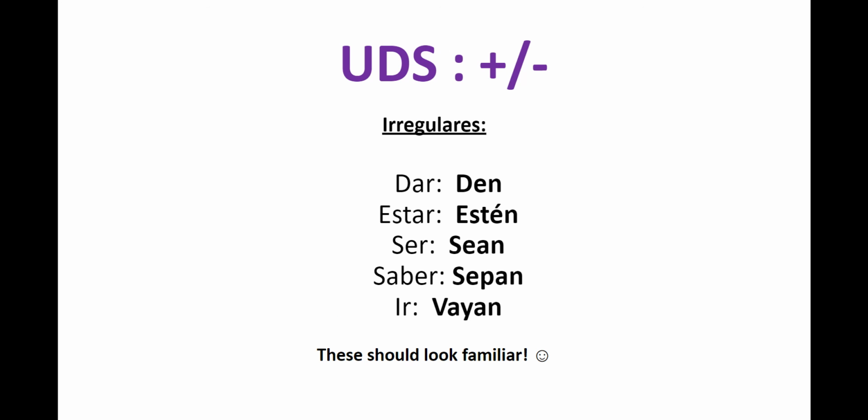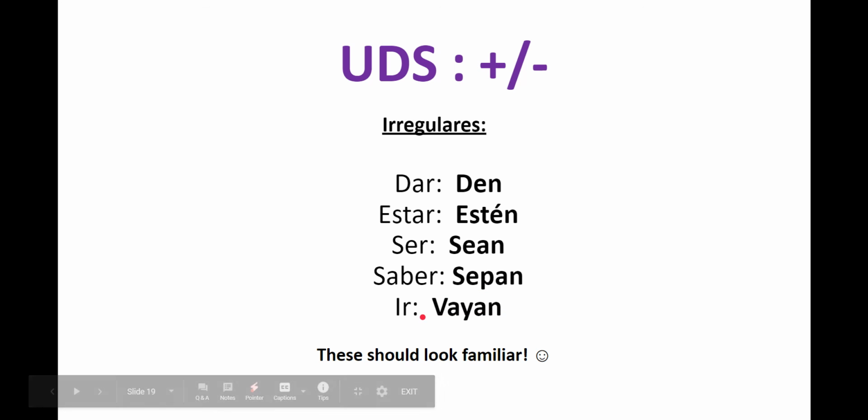Our last section of irregularities are the 5 irregular verbs that you will see throughout all the types of commands. For the ustedes commands, for you all commands, dar is den, estar estén, ser sean, saber sepan, ir vayan. They should look familiar simply because the usted form is almost identical minus the N.